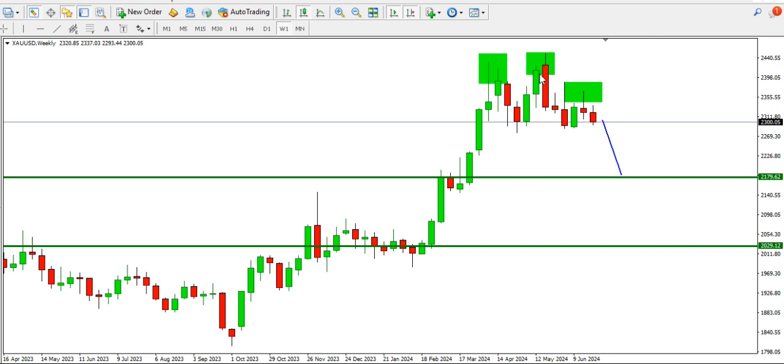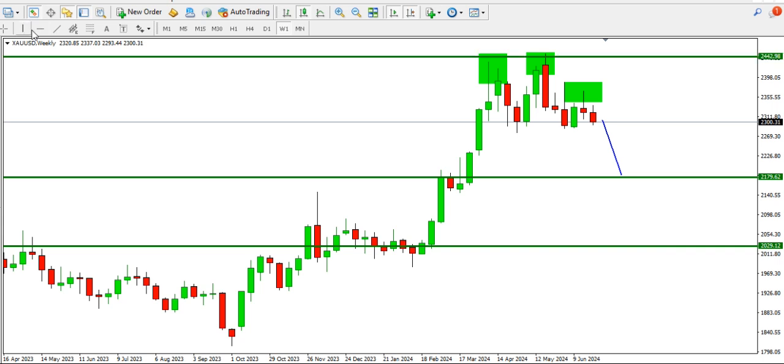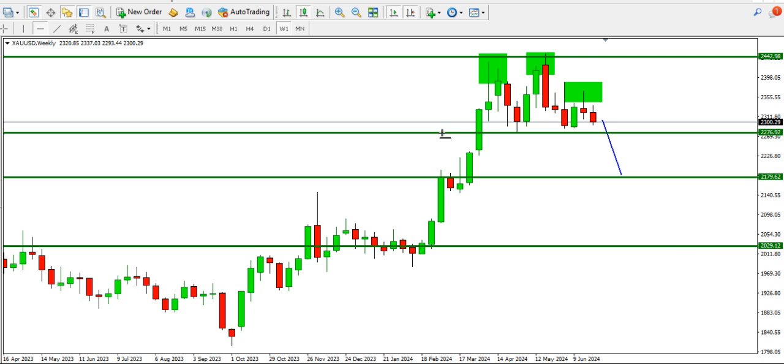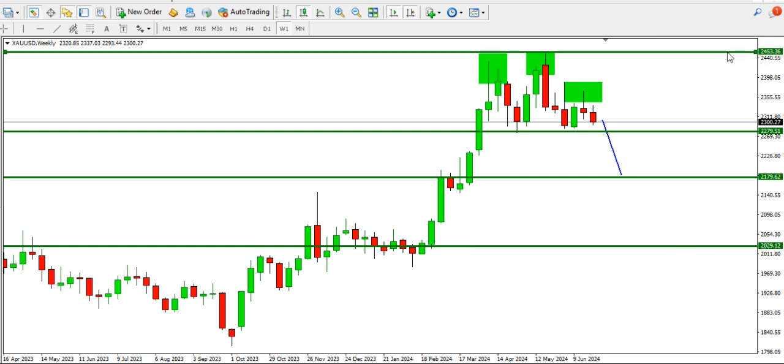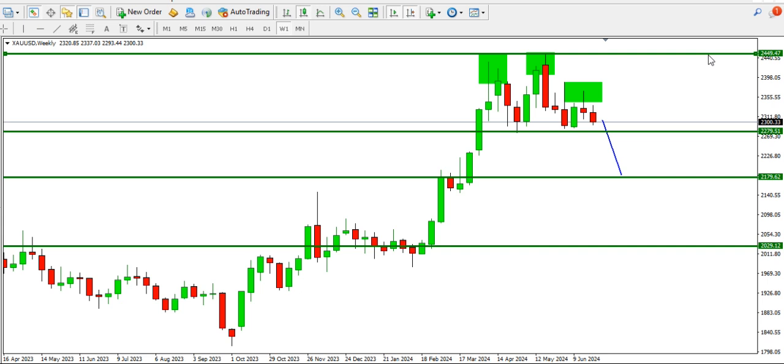But with the way it is, we have a range. Range top is around here, and range bottom on the weekly time frame is around here. Range top is around 2449, and range bottom is at 2279. So price might oscillate between these levels. A breakout might tell us the likely direction of price.